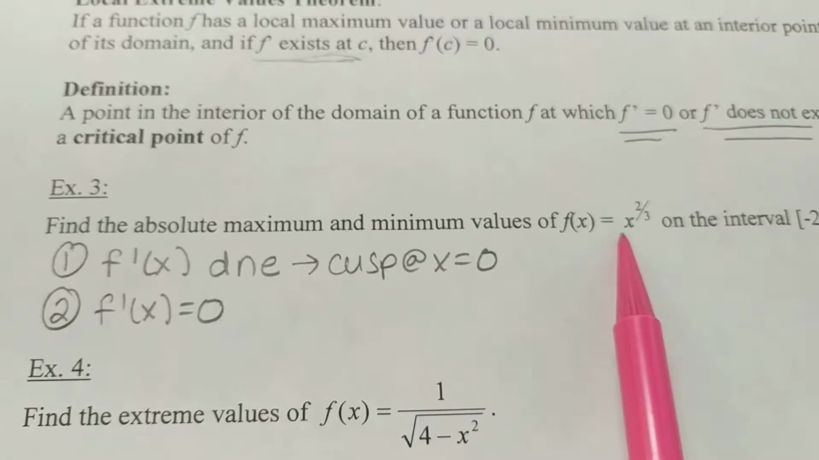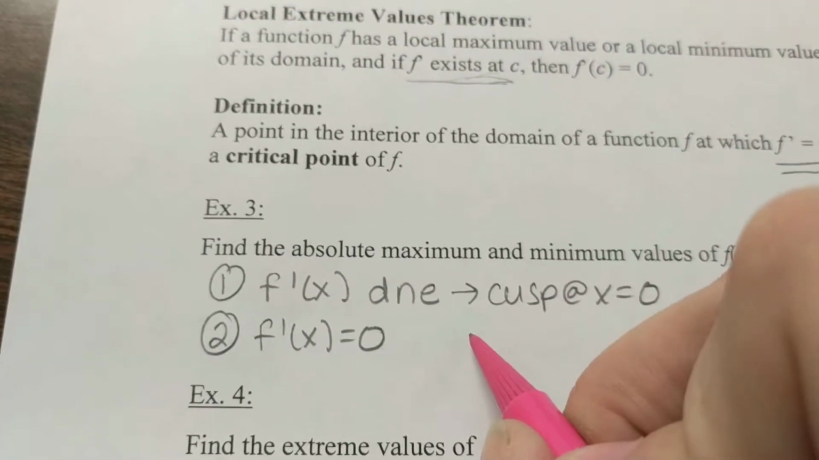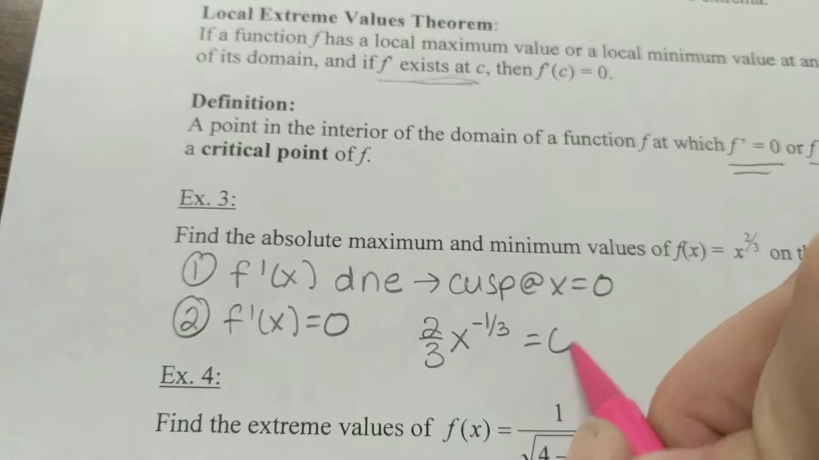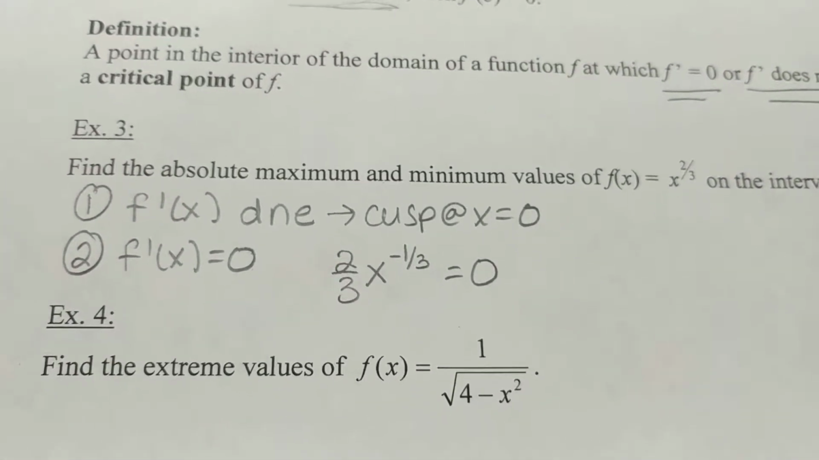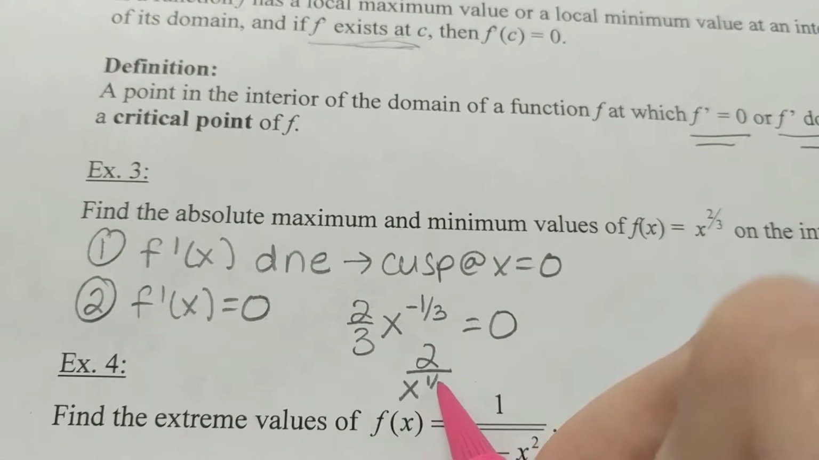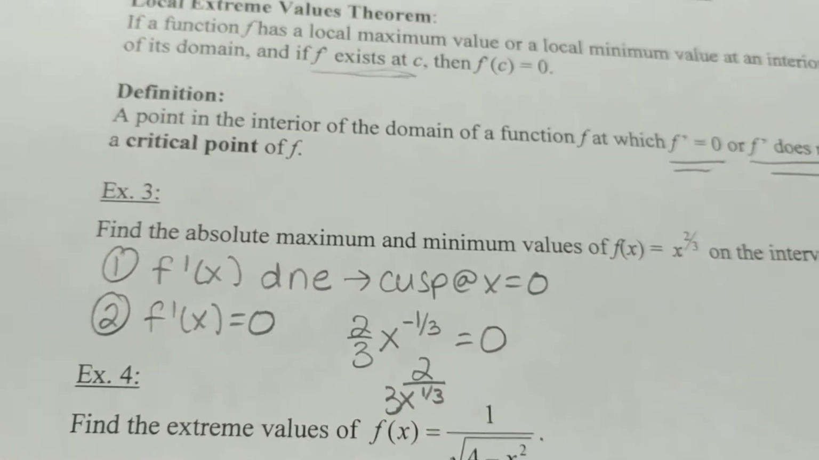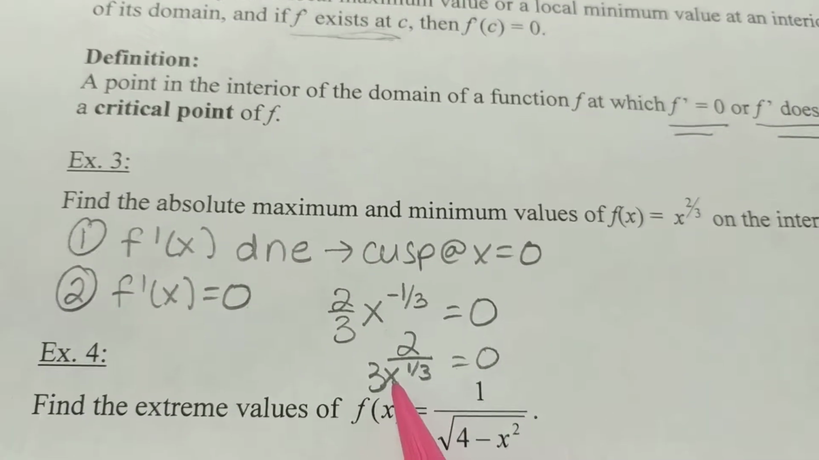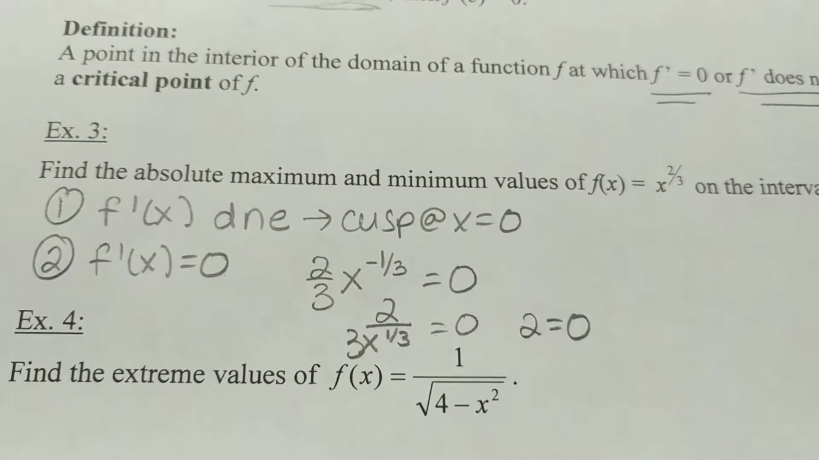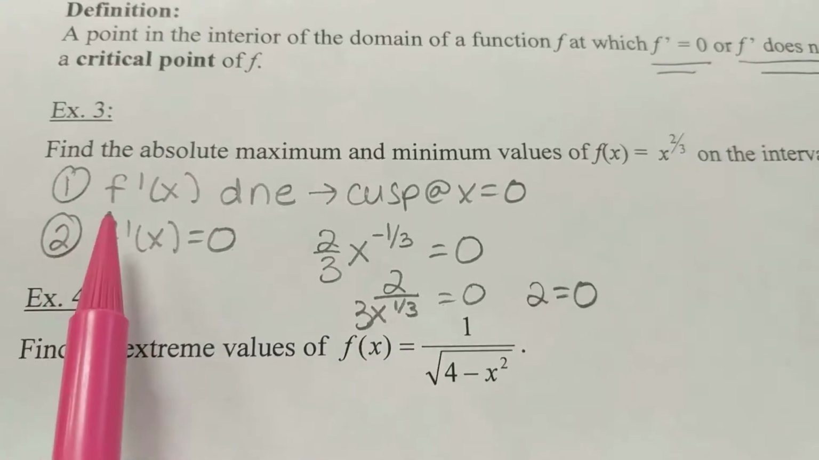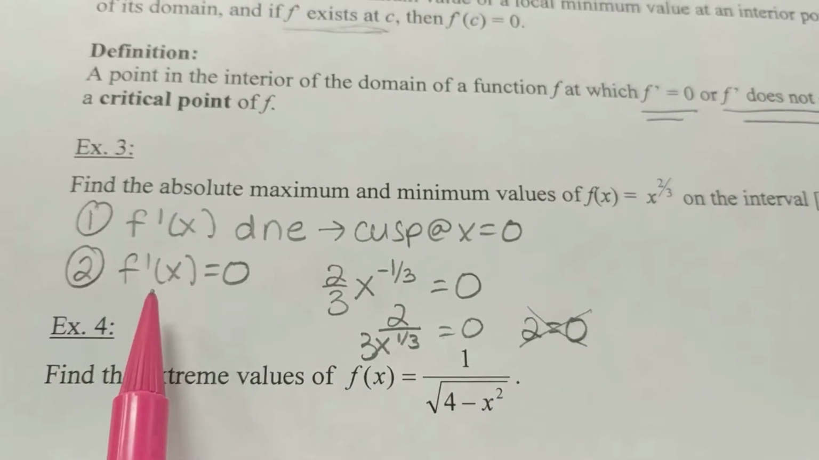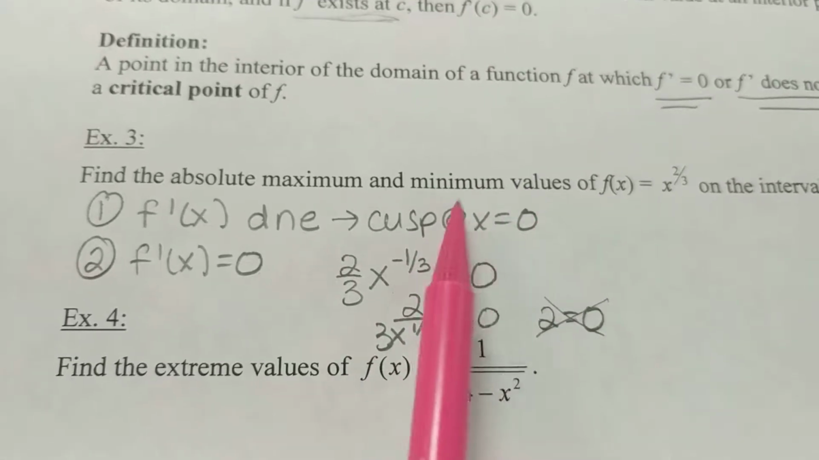So let's take the derivative of x to the 2/3. We get 2/3 x to the -1/3. And we want to set this equal to 0. Now, that's the same thing as 2 over 3x to the 1/3. So if I multiply by the bottom, I get 2 equals 0. And that never happens. So there is no place where the derivative is equal to 0. So there are no critical points from the derivative equaling 0, but we do have this critical point up here to consider.